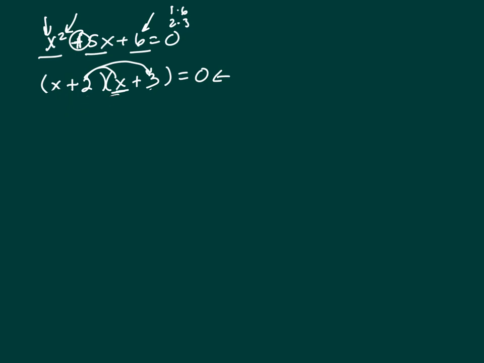So what's the only way you can multiply 2 numbers together and get 0? It means one of them has to be 0. So x plus 2 equals 0, or x plus 3 equals 0. That's x equals negative 2, or x equals negative 3. So those are your 2 solutions.